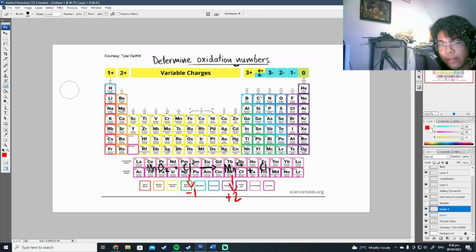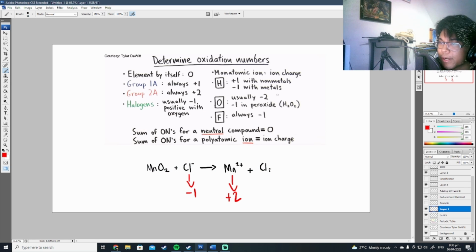Because, like I said, the rule states that if hydrogen is paired with a non-metal, with those ones that I boxed, it becomes positive. If it's a metal, it's negative 1. Next rule, oxygen. Oxygen will always equal negative 2, unless... Oh yeah, by the way, rule number 1 applies to all of these.